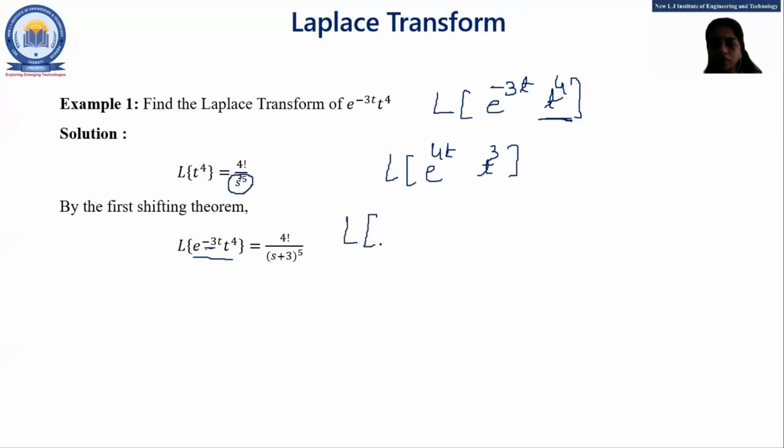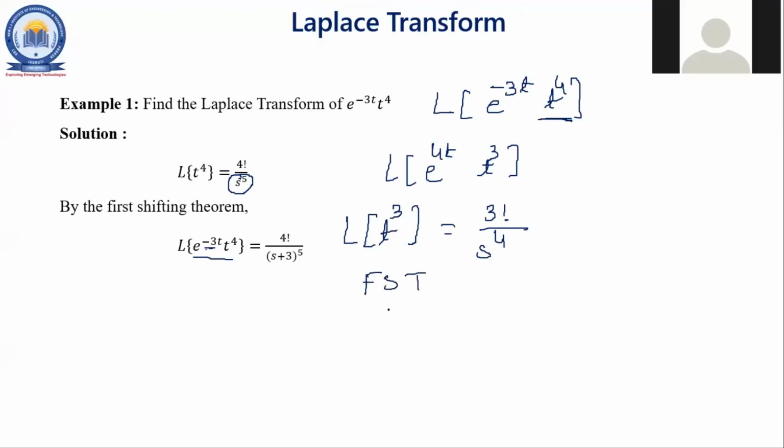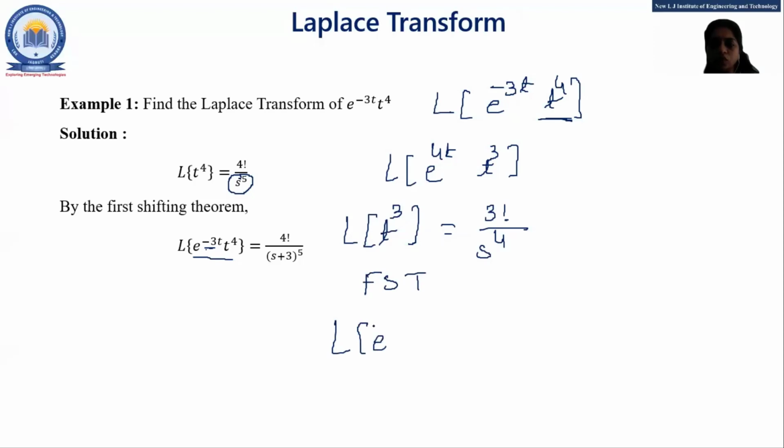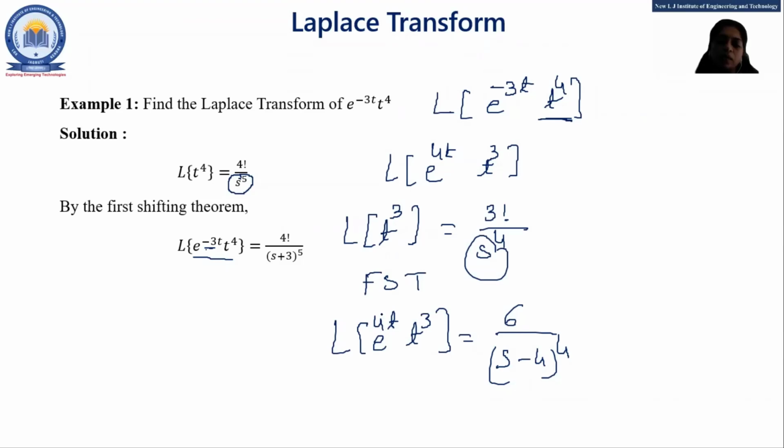Laplace of t cube. And what is that? Laplace of t cube is, students, 3 factorial upon s raised to 4, right? By applying the first shifting theorem, Laplace of e raised to 4t times t cube, we just replace our s by s minus 4. So 3 factorial, that is 6, upon s minus 4 raised to 4, right? Here the multiple of t in the power of e is positive, so we replace by minus sign.